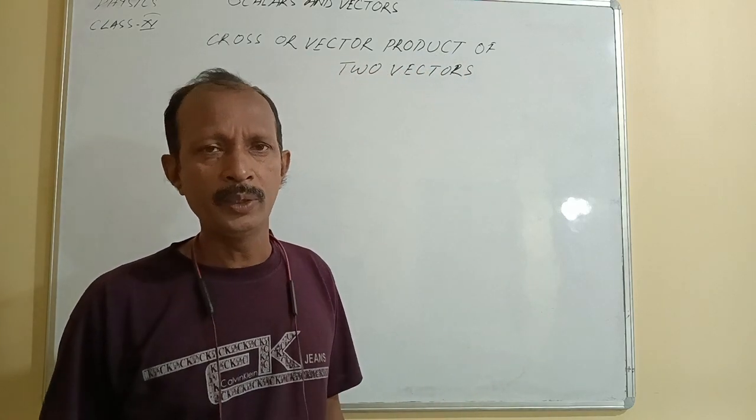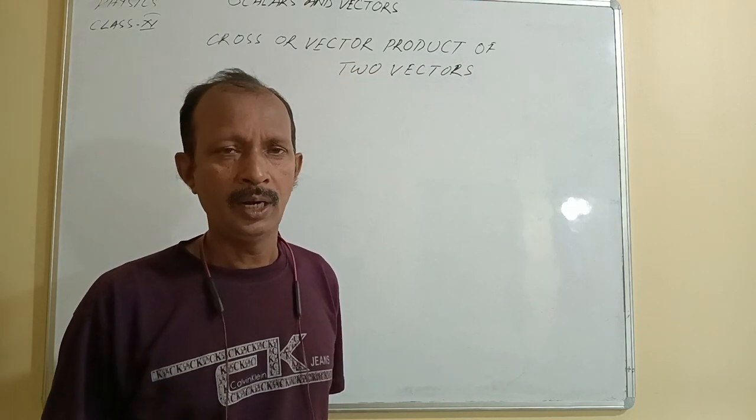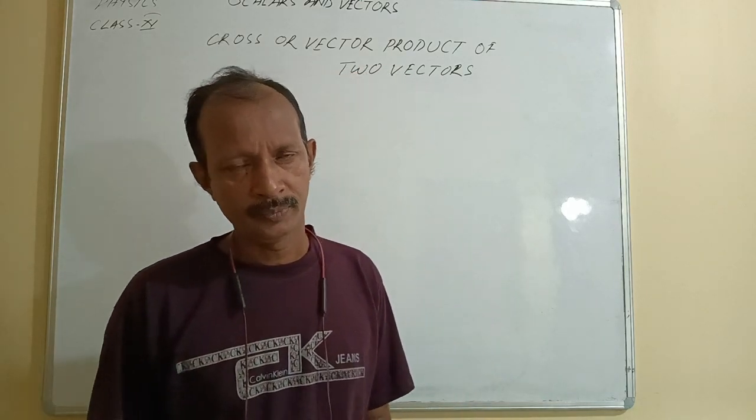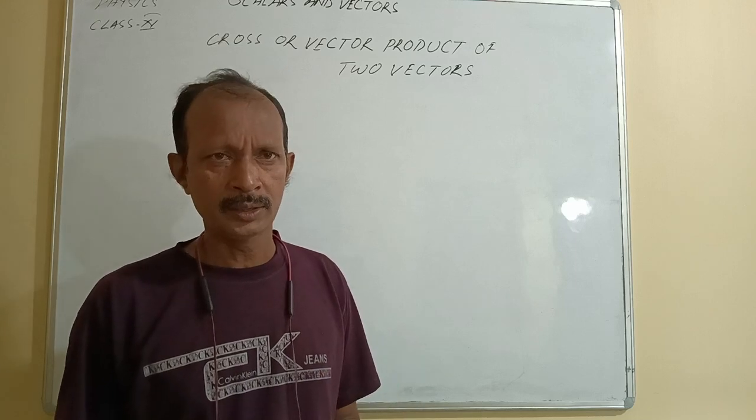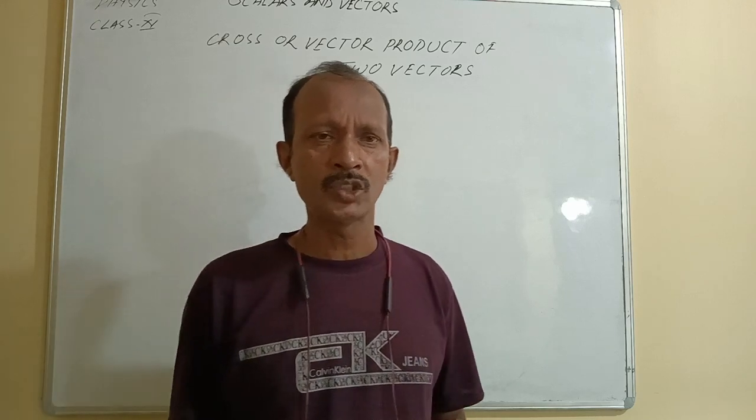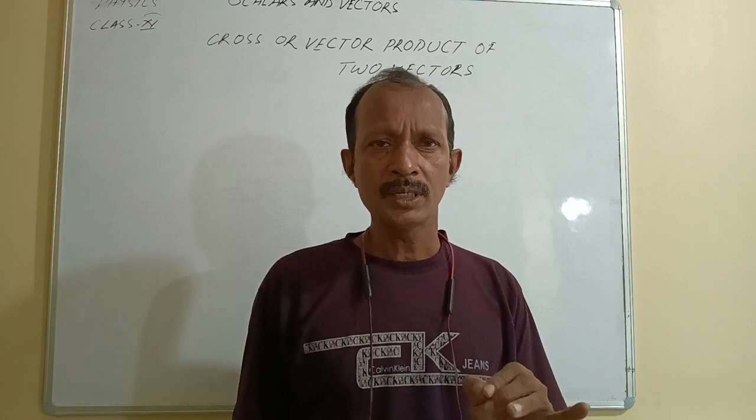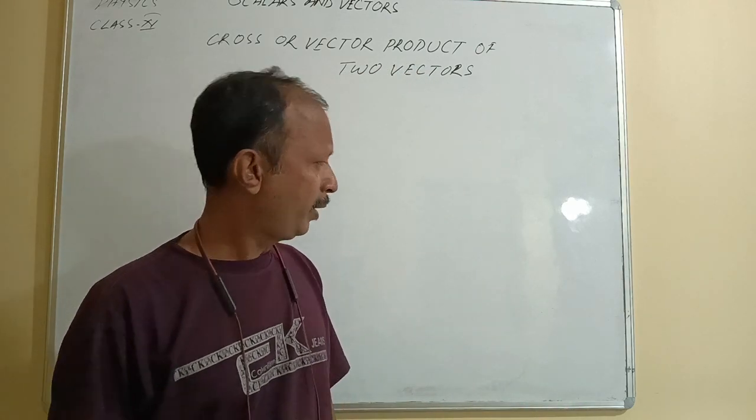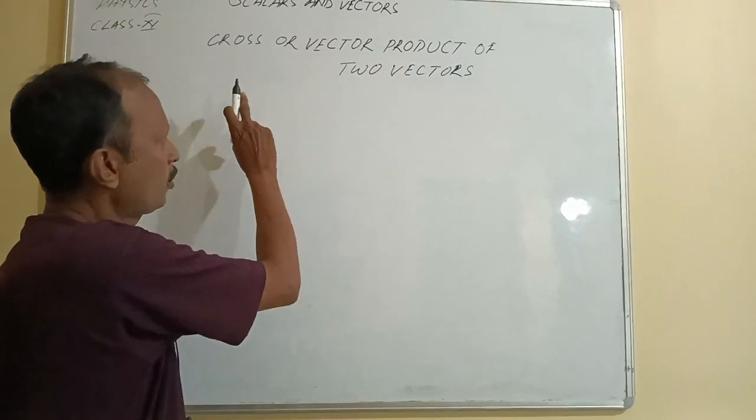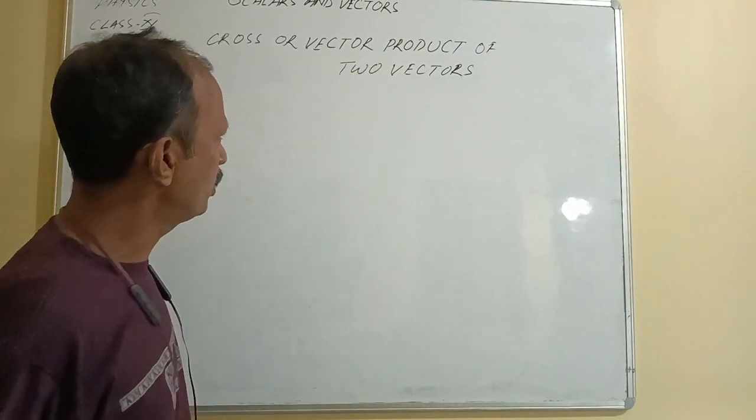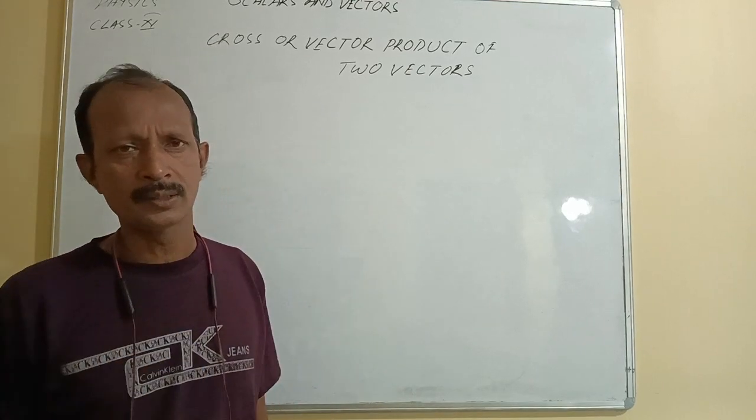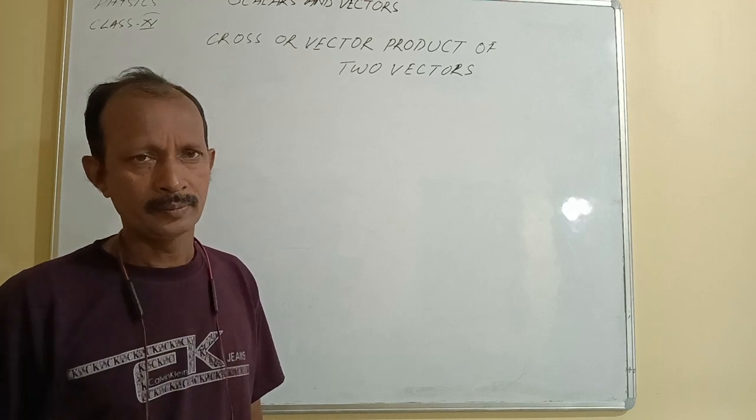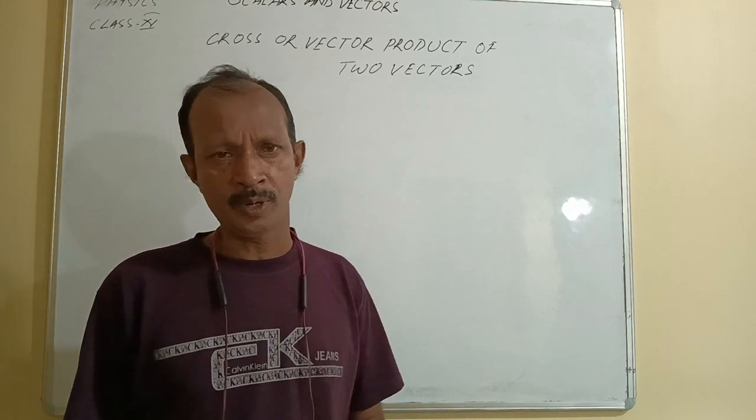In my previous video, I explained about the dot product of two vectors. When we use the dot product, if the product of two vectors gives a scalar quantity, then we use the dot product. But today's concept is cross or vector product of two vectors. That means if the product of two vectors is a vector, then we use the cross product.